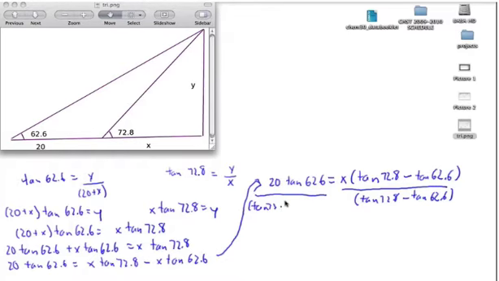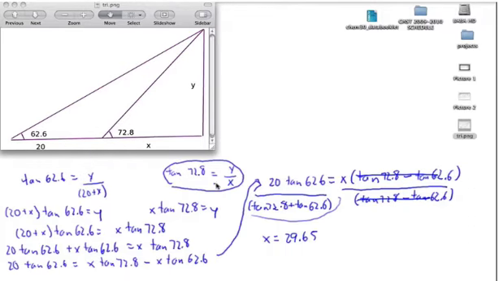These two figures cancel out. And we plug those values into the calculator. We have x is equal to 29.65. Therefore, using this formula, we'll plug in the value of x.